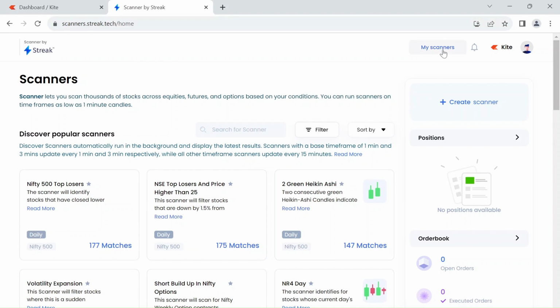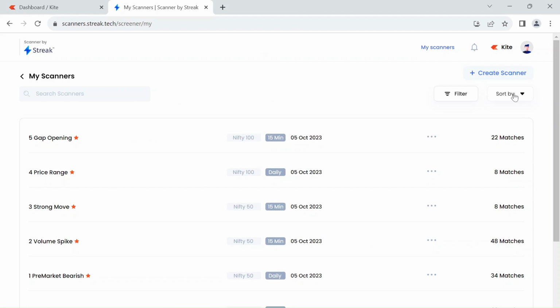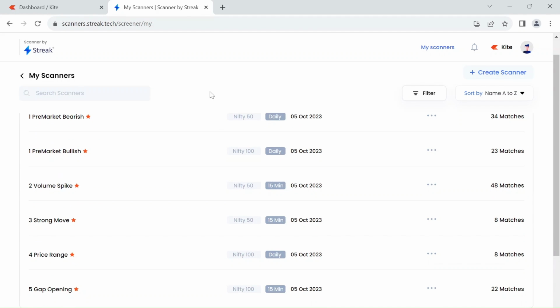I have created five scanners for you today, and by using these you can filter your intraday trading stocks. So let's see what they are. One of them is pre-market conditions: whether pre-market is bearish or bullish, by that we will select our stocks. The second one is based on volume, and the third one is based on strong movement, the stocks that have made a very strong movement in the first 15 minutes itself. Then we will consider those stocks.